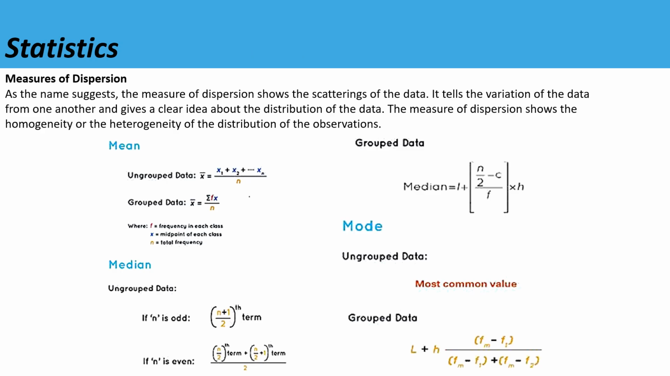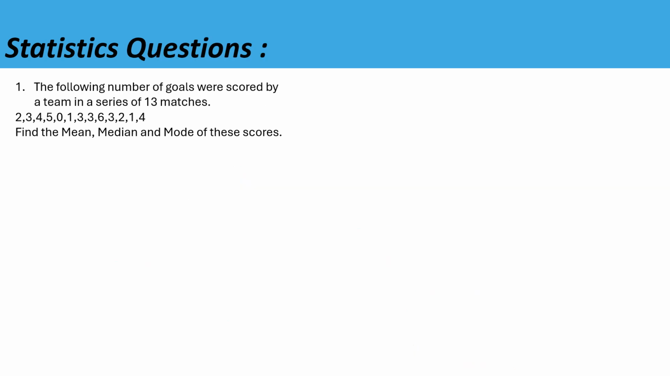Okay, so now discussing statistics, it tells the variation of the data from one another and gives a clear idea about the distribution of the data. As the name suggests, the measure of dispersion shows the scattering of the data. So we have here mean, median and mode methods, and we have different formulas for that. Now let us start with the questions itself.